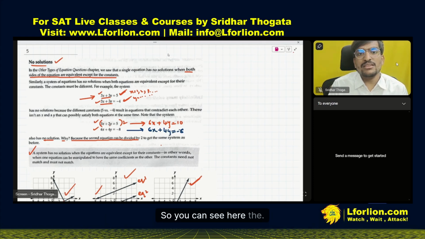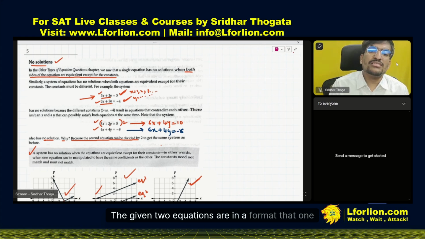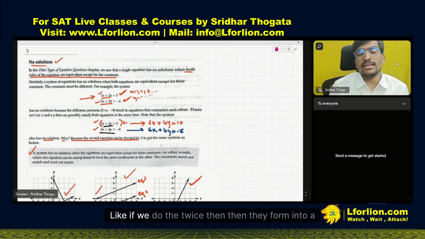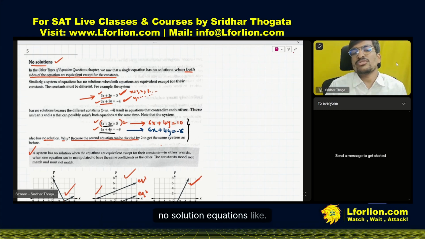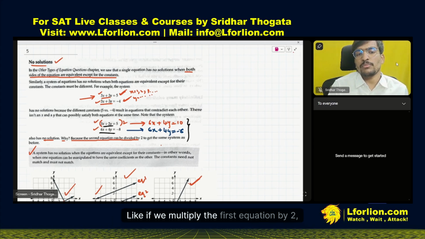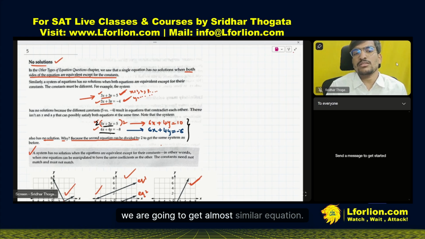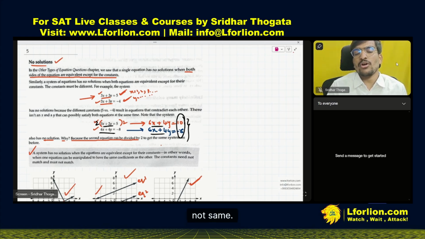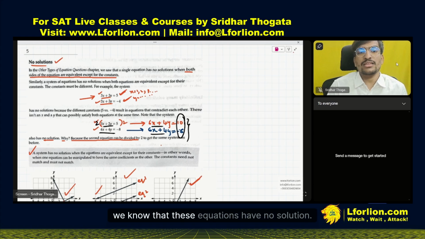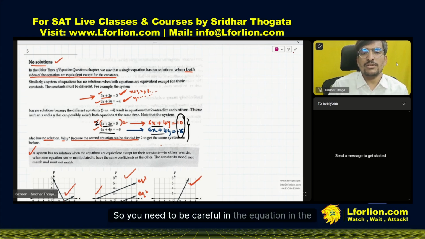So you can see the given two equations are in a format where one is normal and the other is twice that. If we do the twice, then they form no solution equations. You need to identify them after watching it. Here the difference is 2. If we multiply the first equation by 2, we are going to get an almost similar equation. The LHS part is the same, but the constants are not the same. If this is the situation, we know that these equations have no solution. So you need to be careful with the equations.